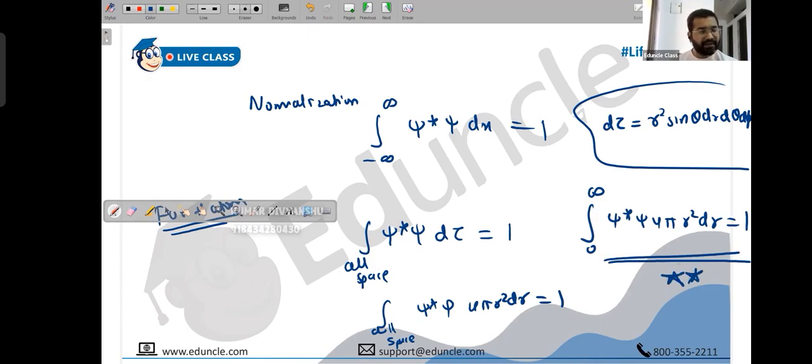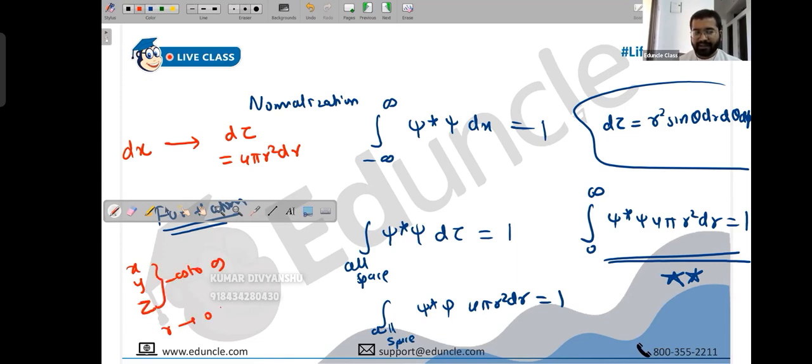And the two main important things that I wanted you to understand here: you don't have dx anymore. Instead of dx, you have d tau, and you can write any volume element as basically nothing but surface area into thickness. So that's 4 pi r square into dr. And another important thing is for position, if you had x, y, z, they go from minus infinity to infinity. But for radius, it goes from 0 to infinity. Make a note of this.